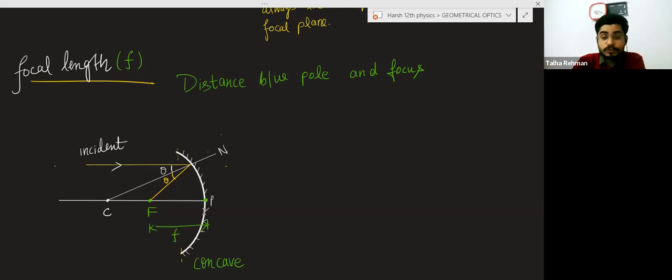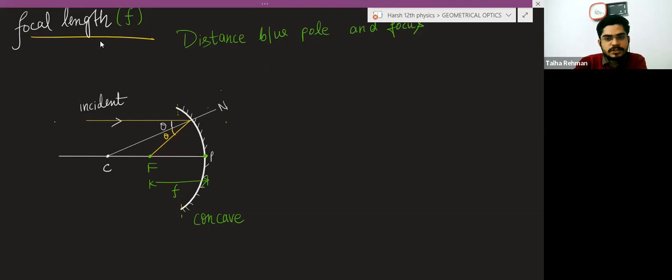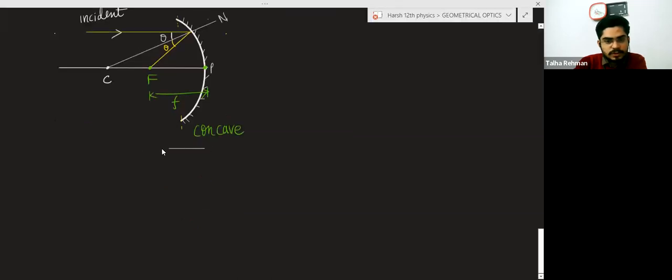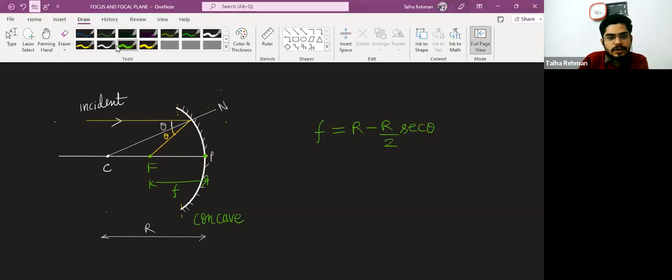So how to calculate the focal length? This distance PC will be the radius of curvature. The distance between the pole and the center of curvature is the radius of curvature, and the distance between the pole and the focus is the focal length. Now see, focal length has the formula f is equal to r minus r by 2 into sec theta.